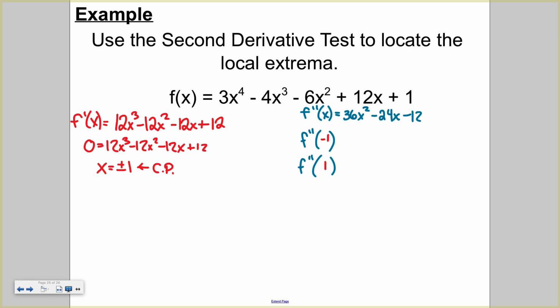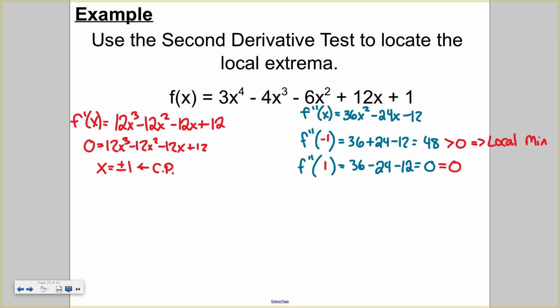And when we do that, we are going to get 36 plus 24 minus 12, which is going to be equal to 48. And then we are going to get 36 minus 24 minus 12, which is going to be 0. Alright, so now let's look at our critical point x equals negative 1. 48 is greater than 0, which means we have a local minimum.